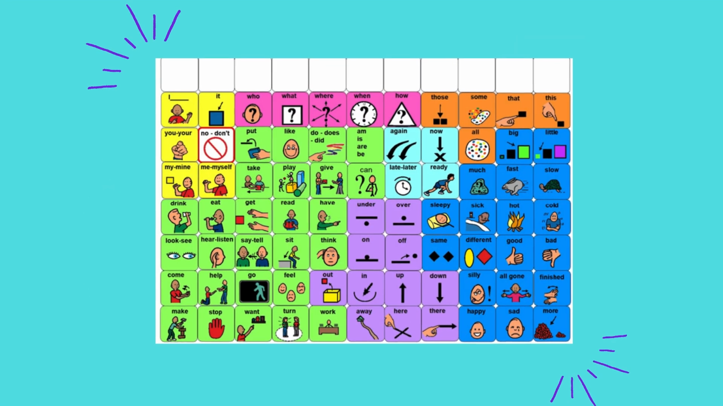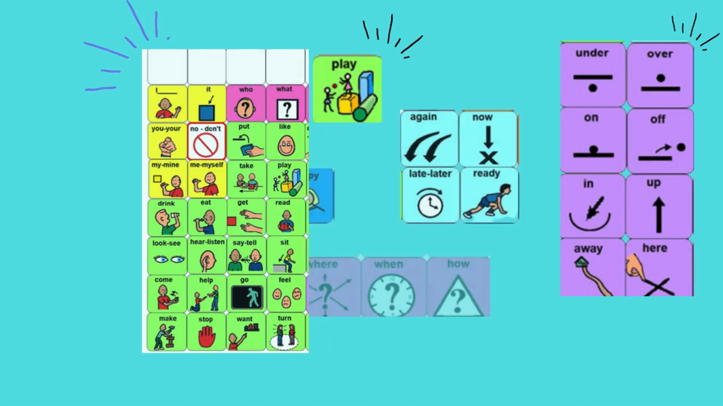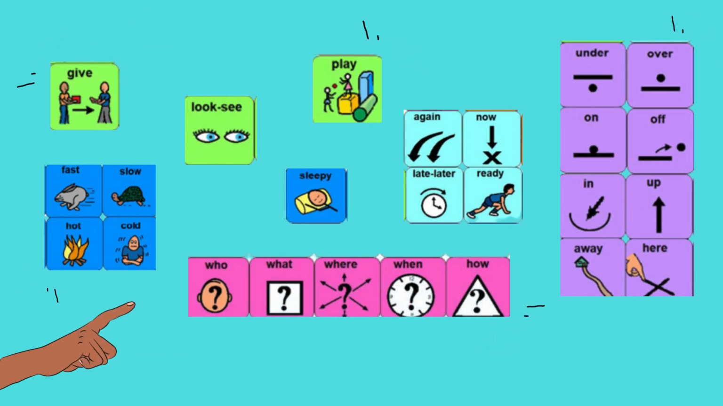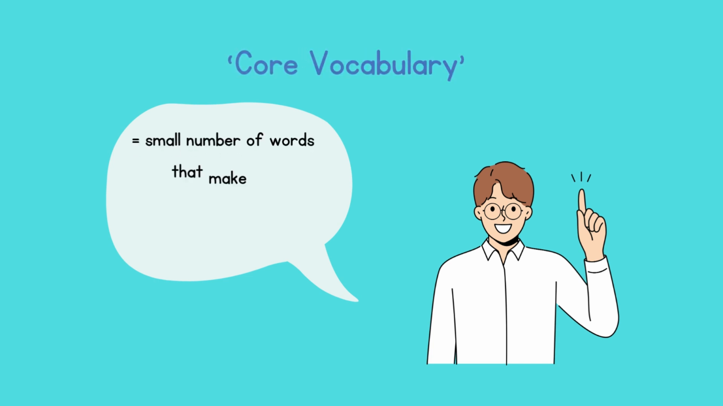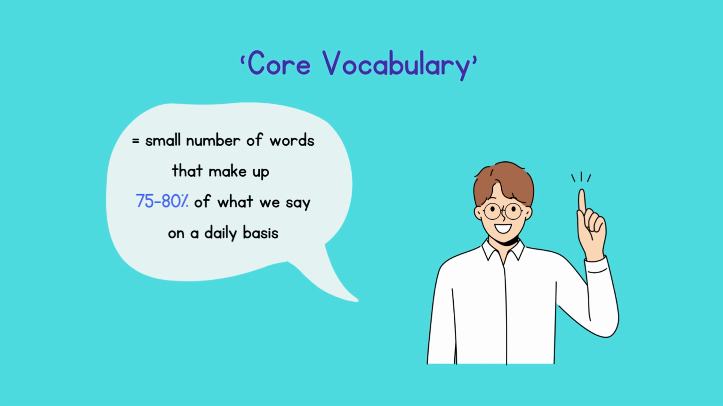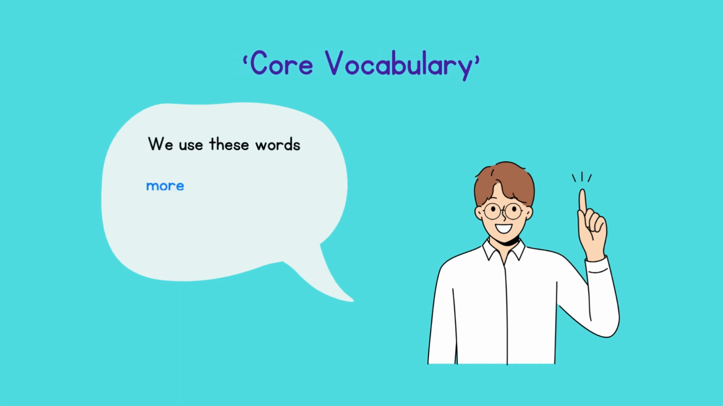A core vocabulary board is a grid of pictures and words, and these are all words that are part of our daily vocabulary. Core vocabulary refers to a small number of words that make up 75 to 80% of what we say on a daily basis. We use these words more frequently than other words to communicate.